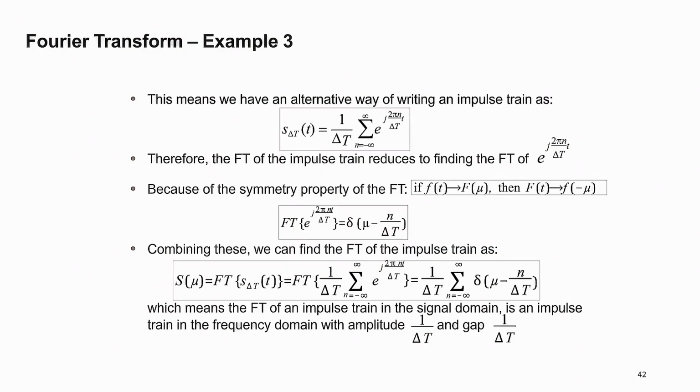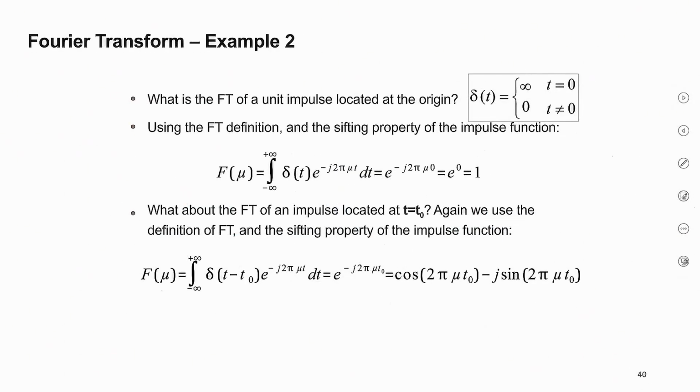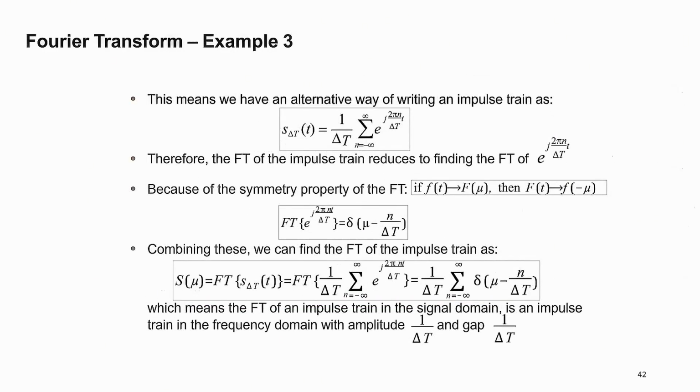If I take the Fourier transform, the only thing I need to transform is this one. This is just a constant, right? If I take the inverse Fourier transform of this, I get this, which is the same thing I already did here: the Fourier transform of the shifted delta function. Now if I put this here, what do I get? The Fourier transform of the impulse train, which is S of mu, is this. And what is this? An impulse train as well.